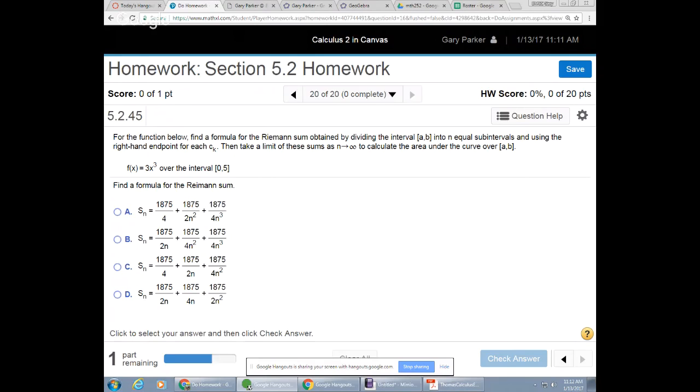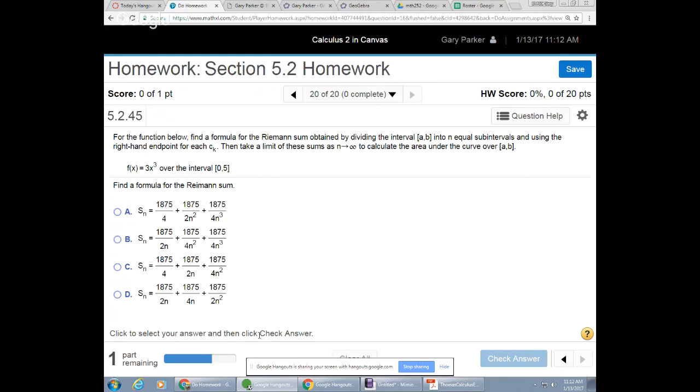So this is Calculus 2, and we're playing around with Riemann sums. Now, a Riemann sum is a generalization of area. A particular example of a Riemann sum would be using right-hand endpoints, but we don't have to use right-hand endpoints. This problem here asks us to, so we might as well try it. So we have f of x equals 3x cubed on the interval 0, 5.